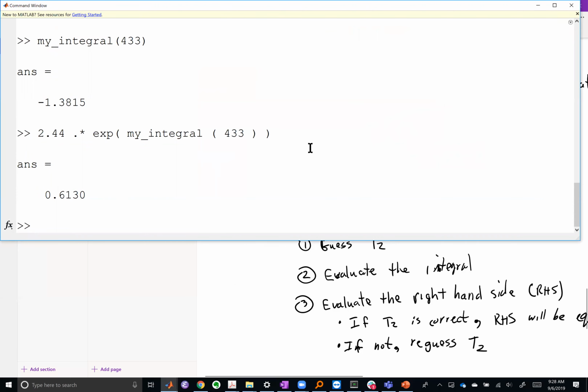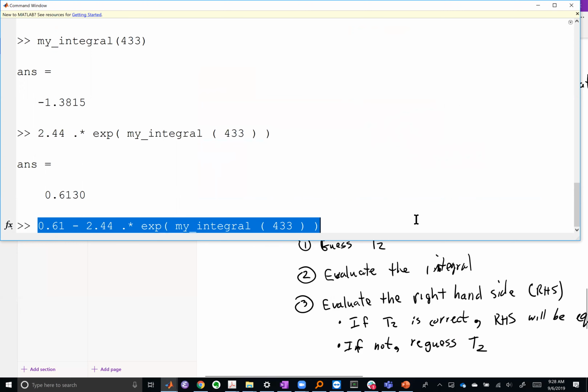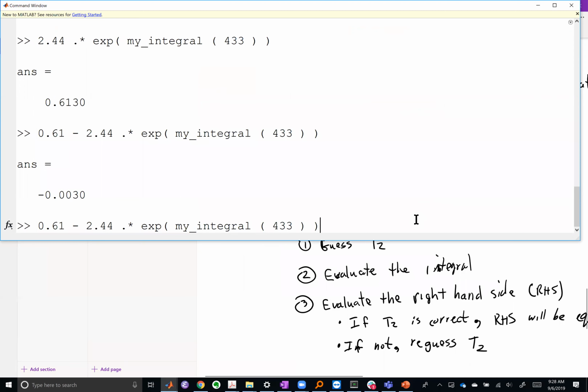So if I say 0.61 minus that expression, this new expression here is a function that I'm evaluating at 433, and it comes out to be a number that's close to 0, but I might argue that it's not quite 0 yet, and I would like a better approximation of 0. So I'm going to use MATLAB's function for finding roots of expressions. It's called fzero, and it requires a function handle yet again.